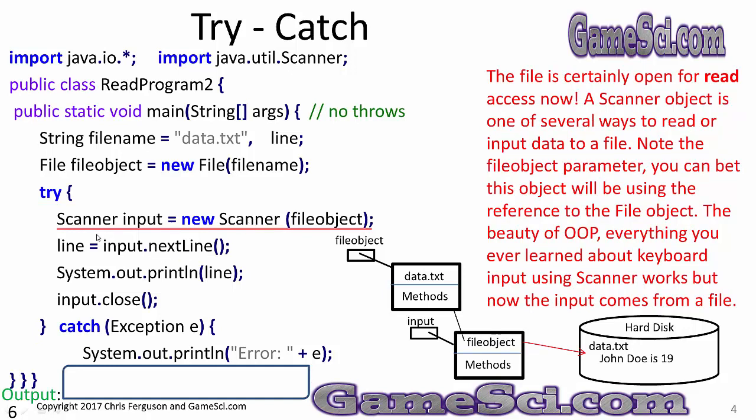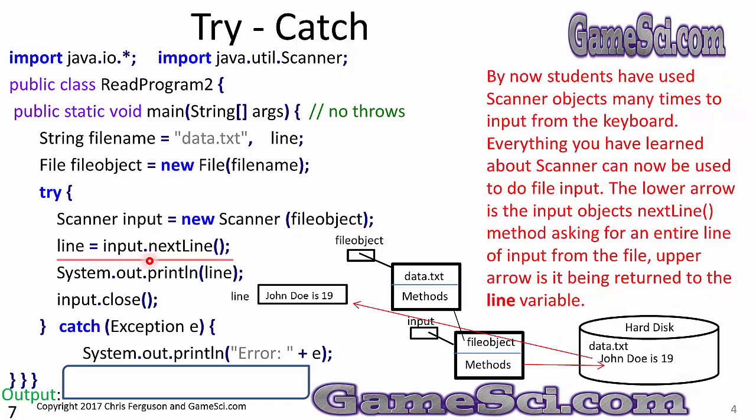Inside the try, we're going to set up a Scanner input equals new Scanner and pass it the file object. This is the same thing we did in the last example. The file is certainly open for read access now. A Scanner object is one of several ways to read or input data from a file. Note the file object parameter. You can bet this object will be using a reference to the file object. The beauty of object-oriented programming is everything you ever learned about keyboard input using Scanner now works, but now the input comes from a file. All we're doing is opening a Scanner on our file data.txt. So the input will come from data.txt.